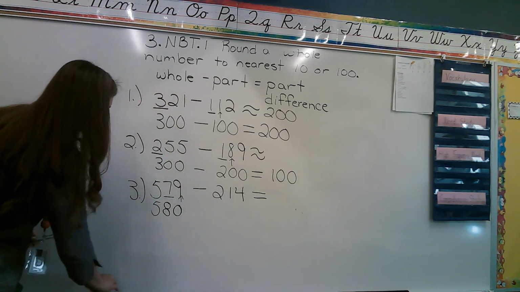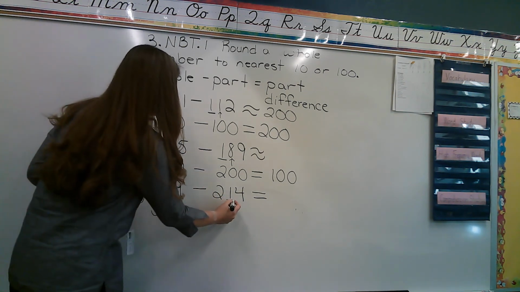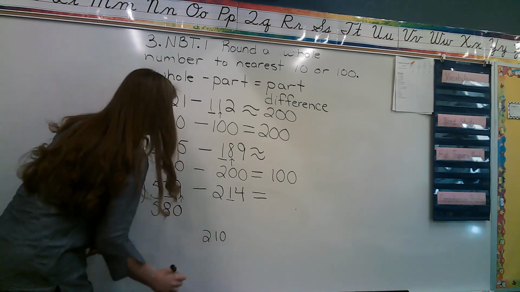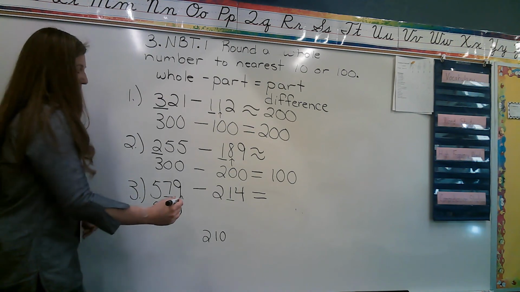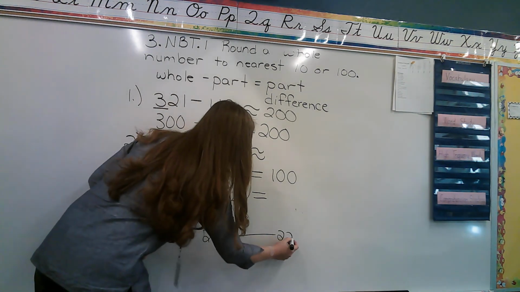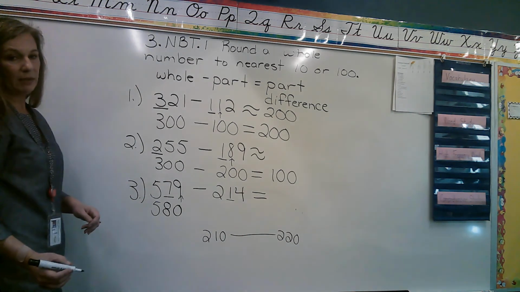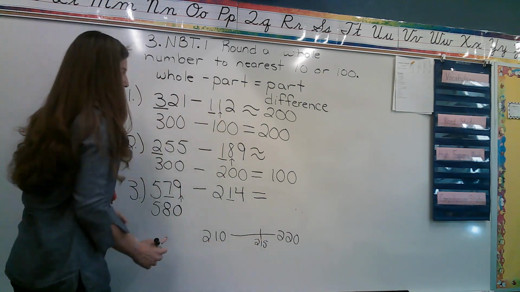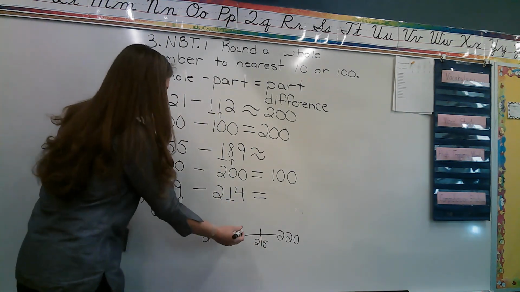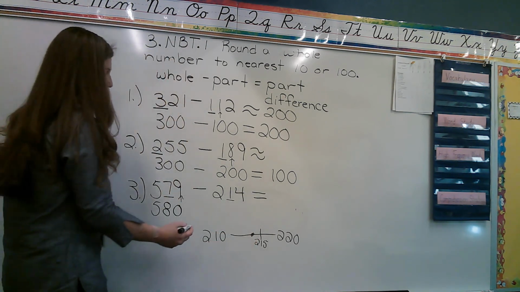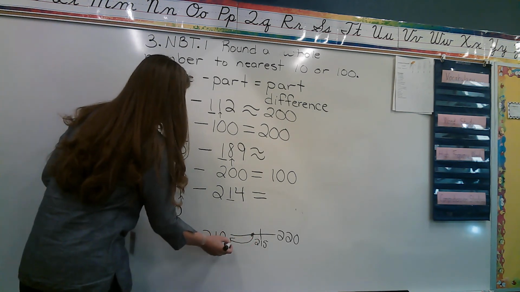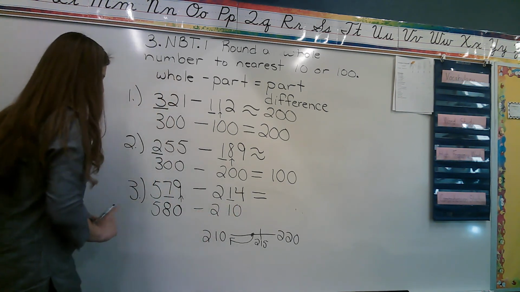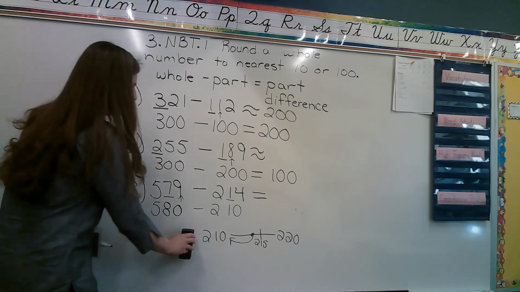Now, 214 rounded to the closest 10. We look at the tens place. Don't forget, we're rounding to the closest 10. This is going to be between 210 and the next 10 after 210, which is 220. So in between that group of tens is my 215. 214 is right before 215. So since it's closer to 210, that's the closest 10 that we rounded to. Okay? Now we can go ahead and subtract.